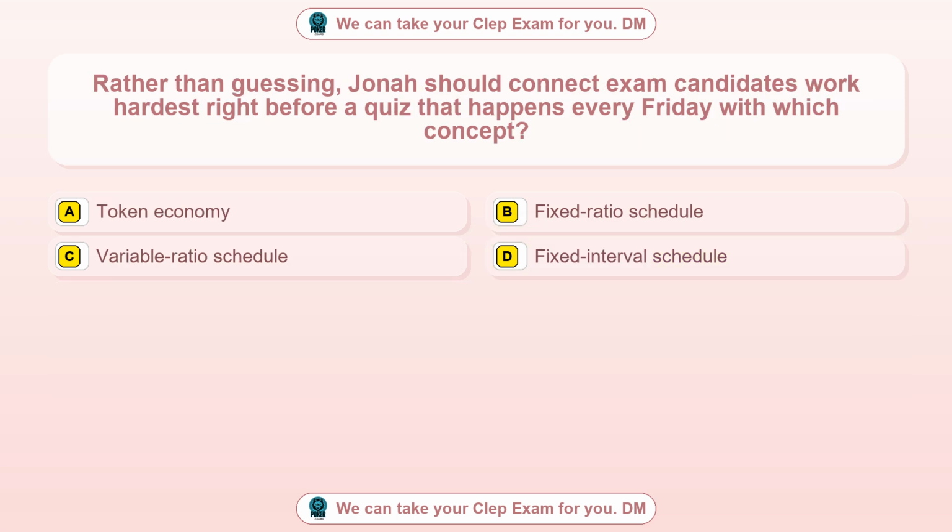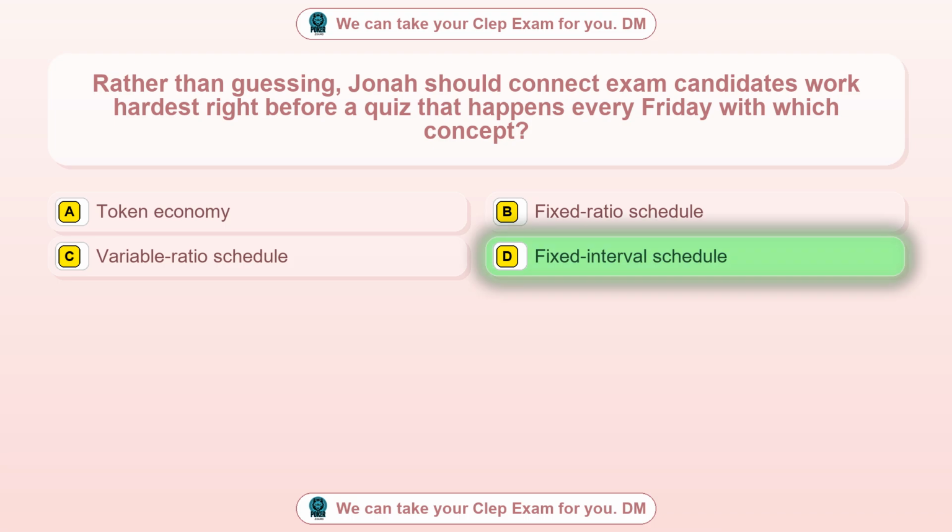Question 8. Rather than guessing, Jonah should connect exam candidates working hardest right before a quiz that happens every Friday with which concept? Option A, token economy. Option B, fixed ratio schedule. Option C, variable ratio schedule. Option D, fixed interval schedule.